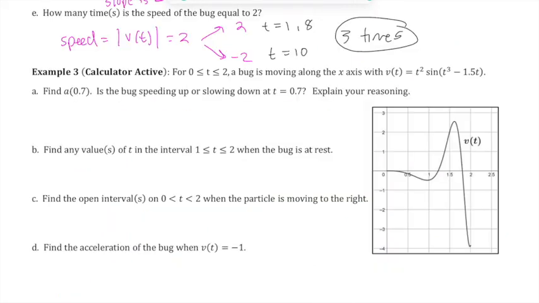Number 3. This does say calculator active, so you do need your calculator. So from 0 to 2, a bug is moving along the x-axis with the velocity function given there. And then it says find the acceleration at t equals 0.7. Is the bug speeding up or slowing down? So looking at this problem, acceleration is the derivative of velocity, and we need to plug that in for 0.7. So we need to take the derivative here and then find the answer at 0.7.